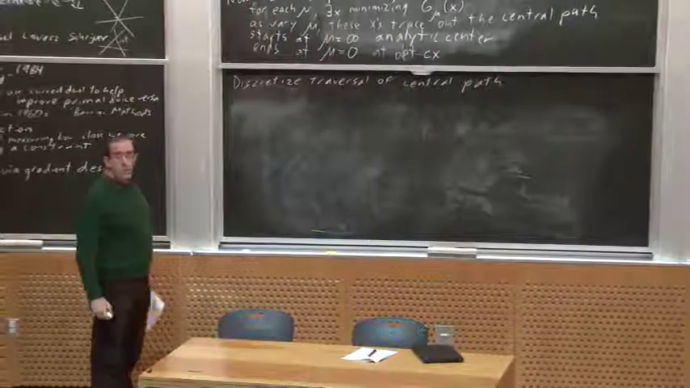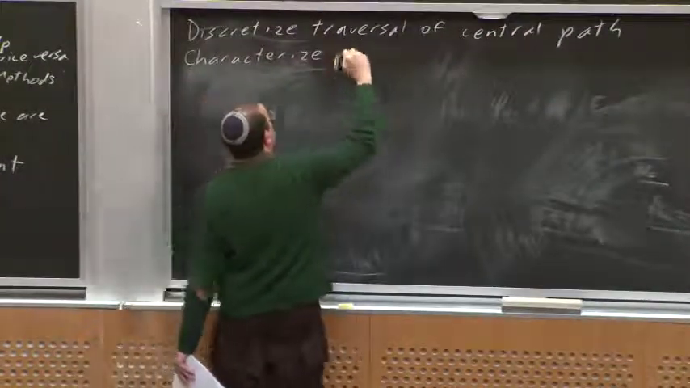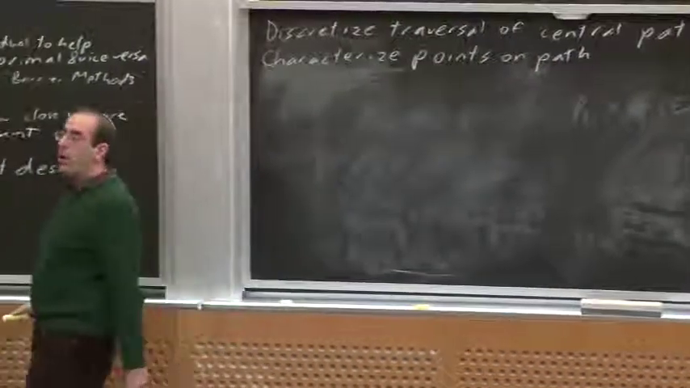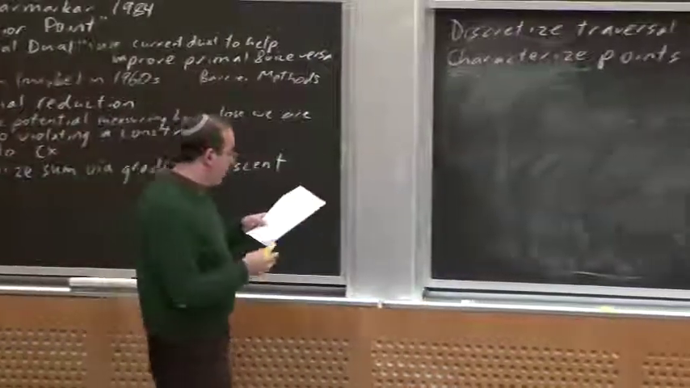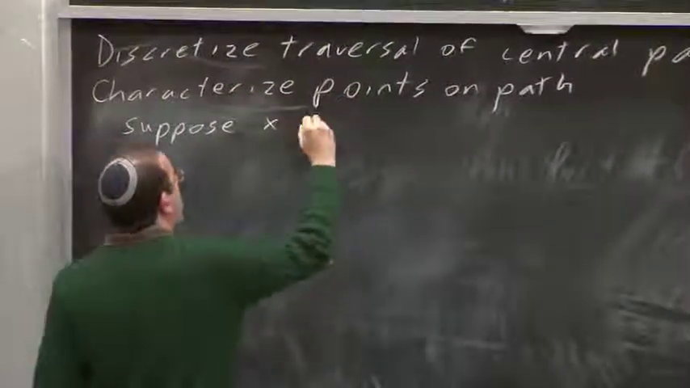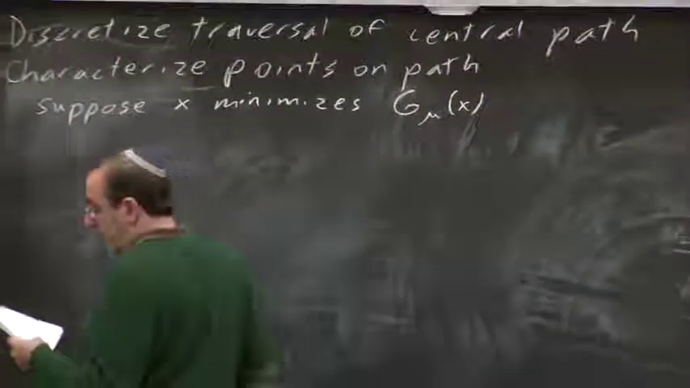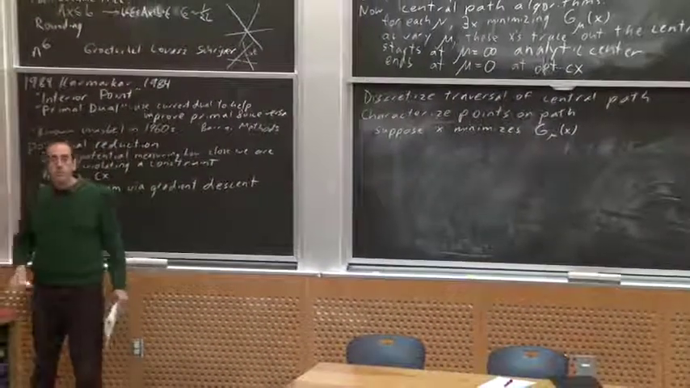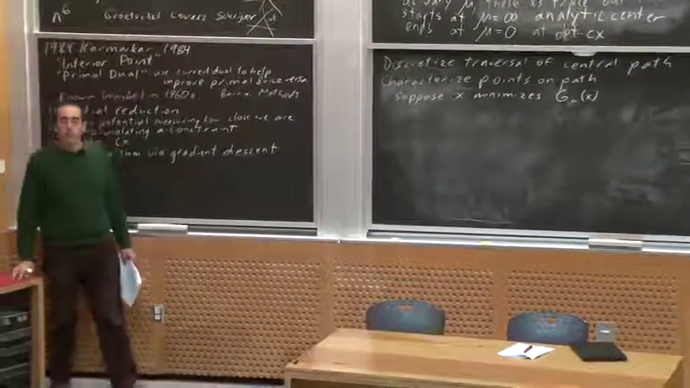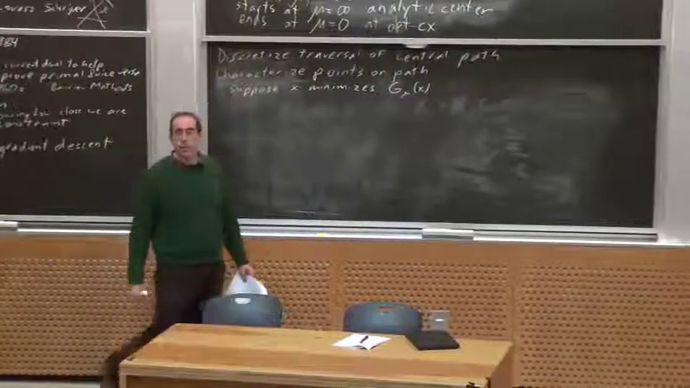Okay. So in order to do that, let me first characterize the points on the path. So if I give you an x, how do we know if that point x is on the central path? Okay. So let's consider a point x which minimizes g sub mu of x. What can we say about that point? How do we verify that it is the minimum? Well, what's our normal sort of calculus way of verifying, of saying something is the minimum?